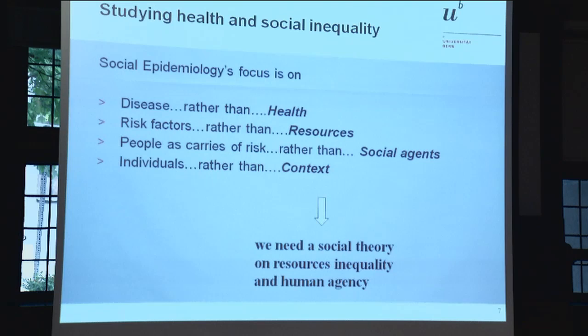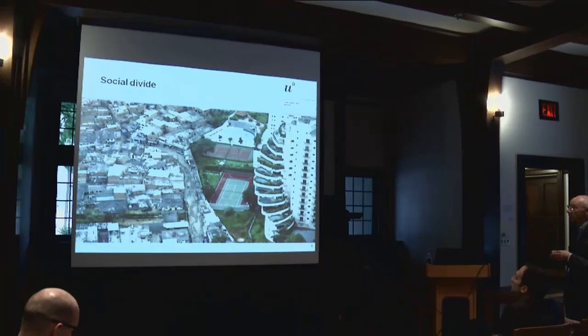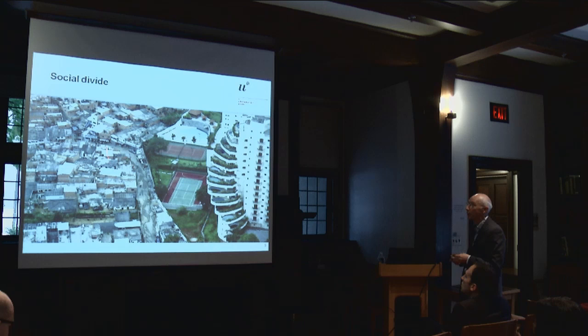Now, conditions like this are very often studied with a social epi perspective. Social epidemiology studies these conditions. They look at risk factors over here, they look at diseases over here, and at prevalence and incidence rates, much lower here, much higher there, and then they look for risk factors. And that's fine. That's very important research.